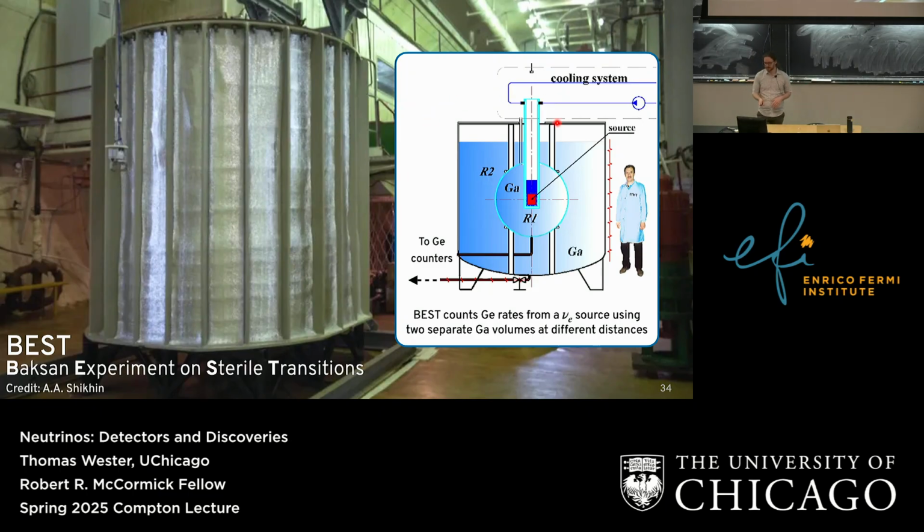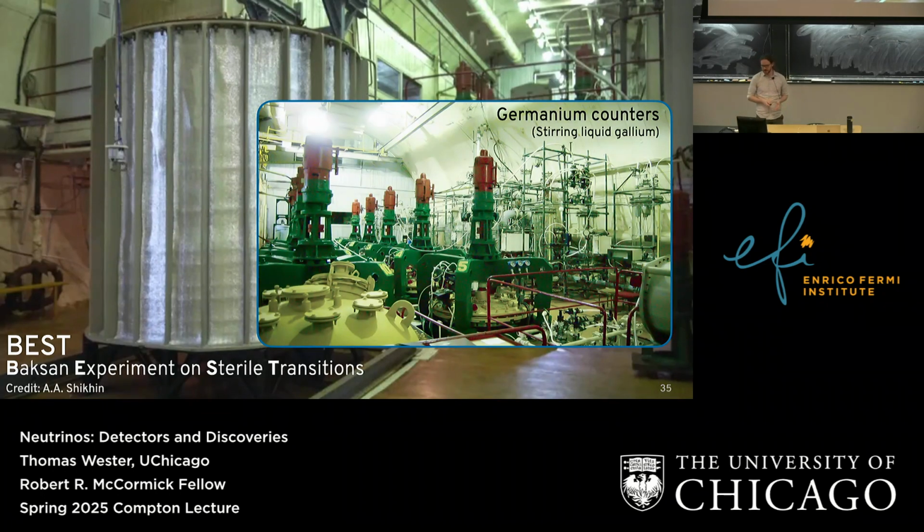You have a source in the middle that's emitting electron neutrinos, and then they have two tanks of gallium, so one that's very close to the source and then one that's on the outside of the source. And as the electron neutrinos are being emitted, you expect some of that gallium to change into germanium. And that gallium is then flushed into these giant reactors that stir it around. It's actually a liquid at room temperature. And then the germanium is extracted from the gallium in this way. So here's a picture of the germanium counters that are used in this experiment.